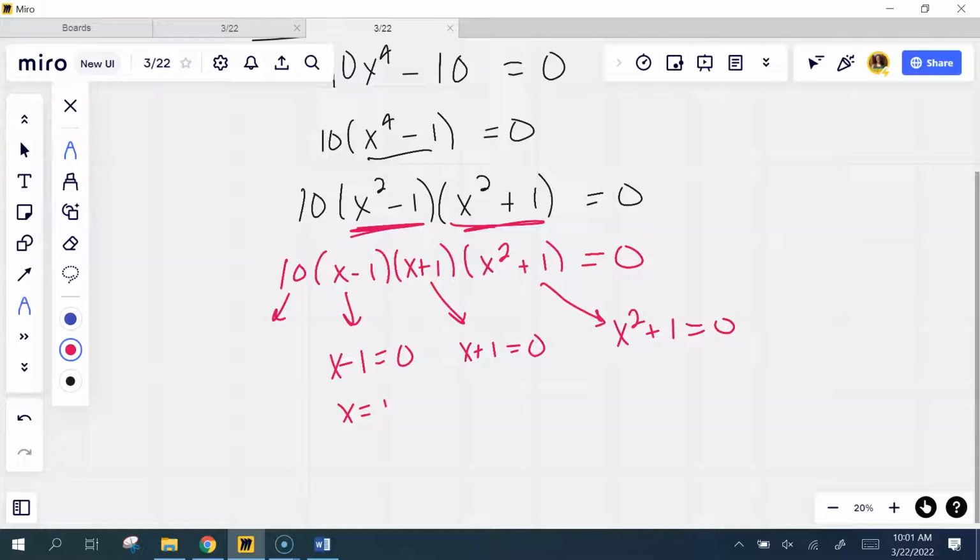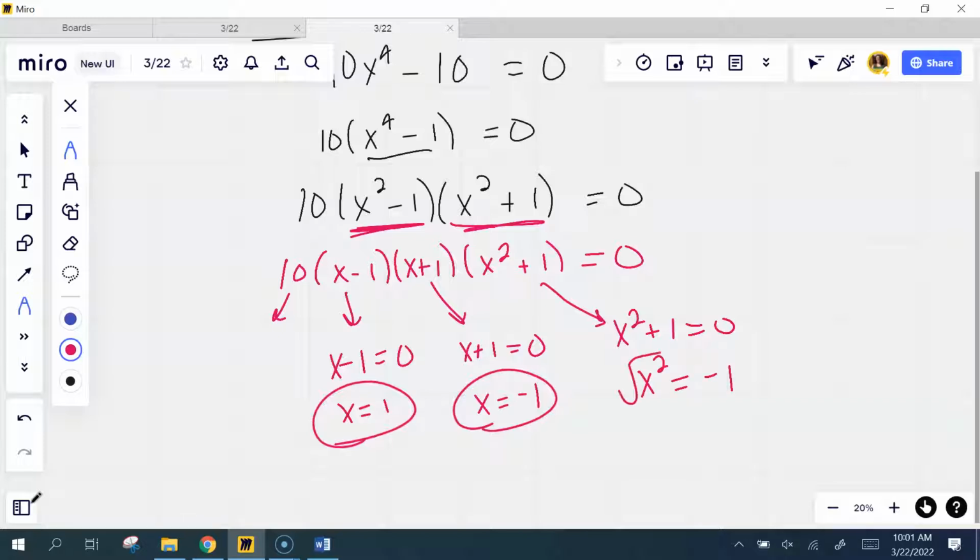I get x equals 1. X equals negative 1. Now I have to subtract this. Now what? That's exactly right. I square root both sides and I get plus or minus i. So there are my last 2 solutions. Yes. If it's not a pattern, keep it. And then you can get rid of it with the square root when you solve.